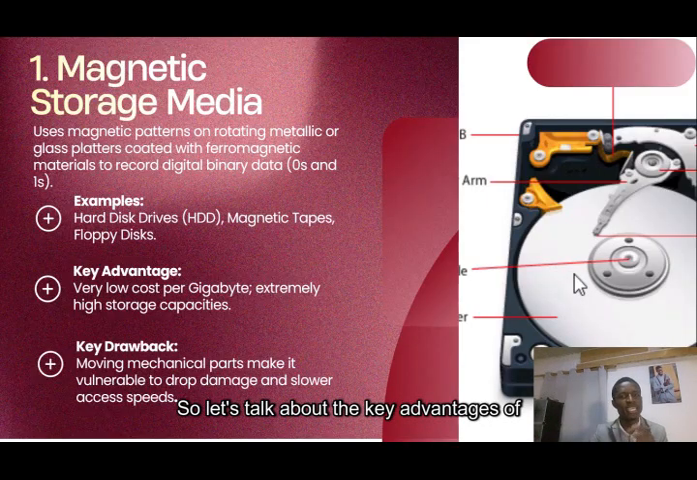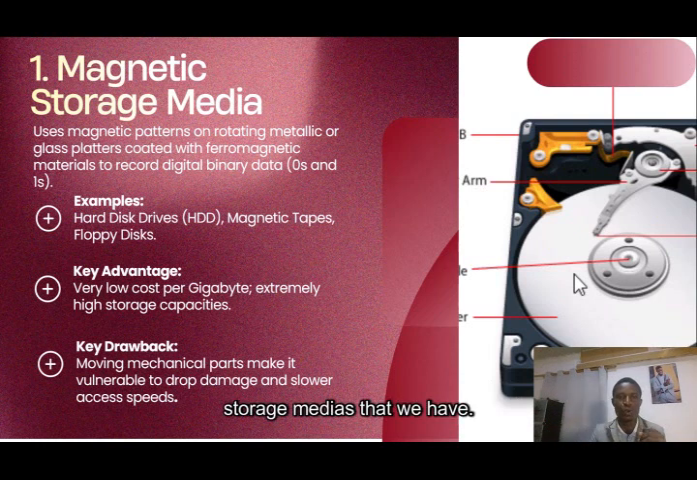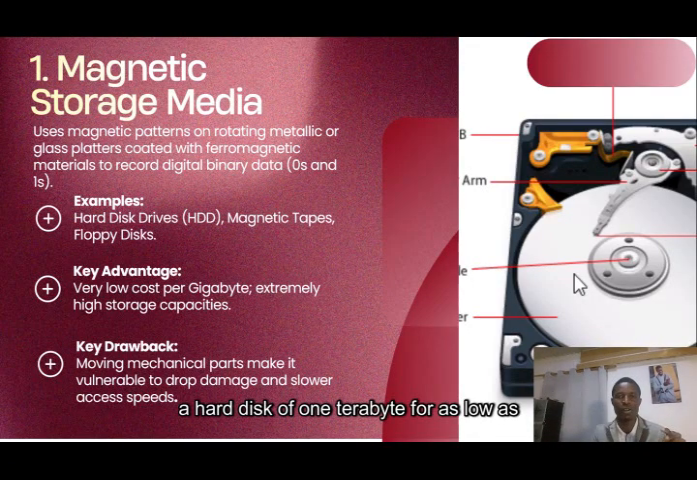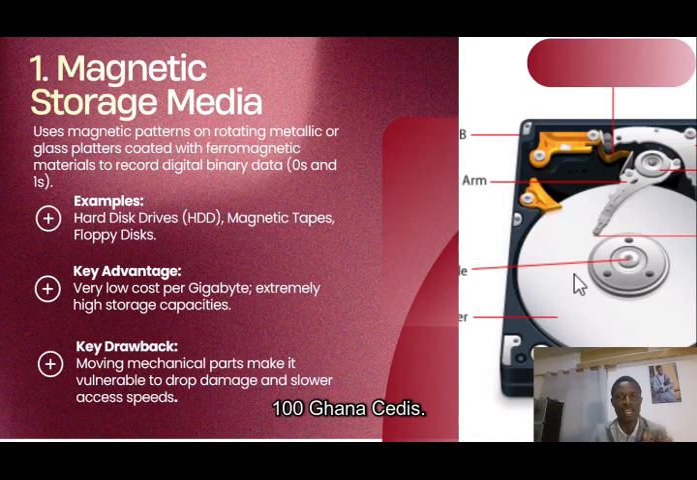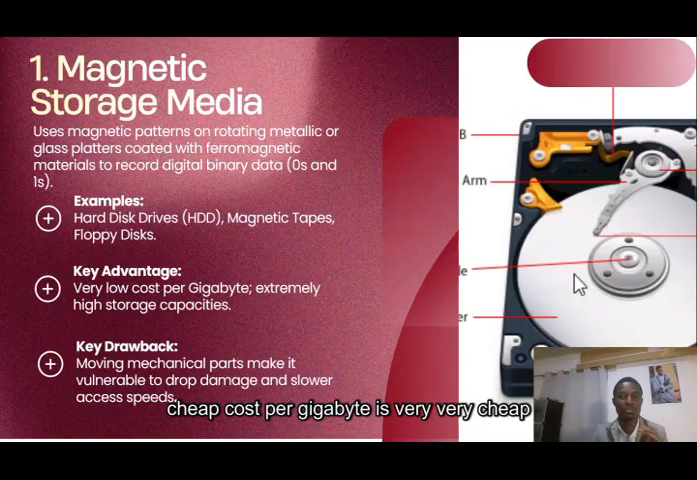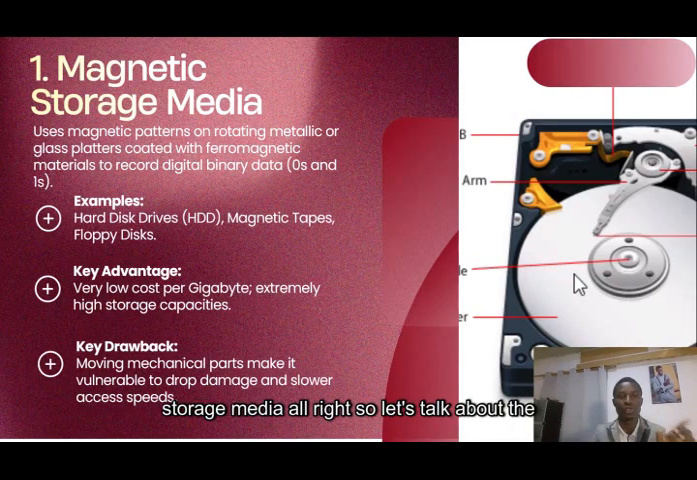So let's talk about the key advantages of these magnetic storage media compared to the other storage media that we have. So the key advantage is what? It has a very low cost per gigabyte, extremely high storage capacities. So you can go to the market and get a hard disk of 1 terabyte for as low as 100 Ghana cedis. Yeah, it's true. You can get that because they are very cheap. Cost per gigabyte is very cheap. It's the cheapest among all the three storage media.